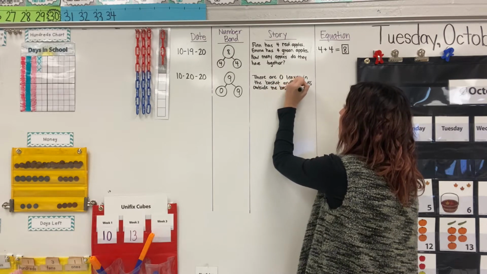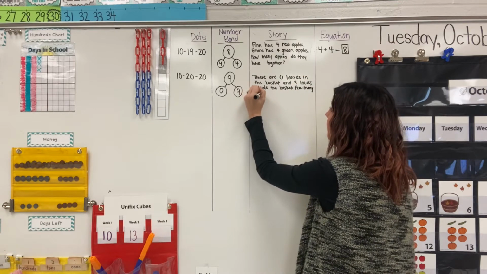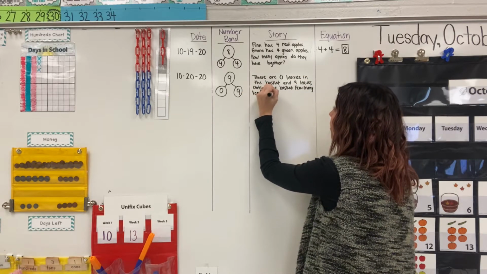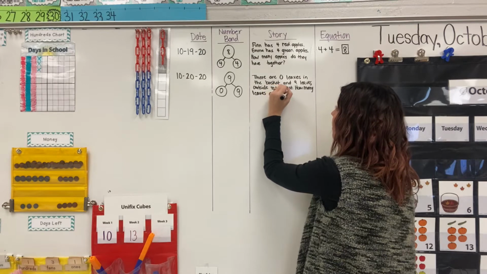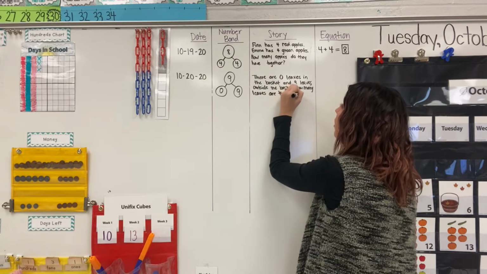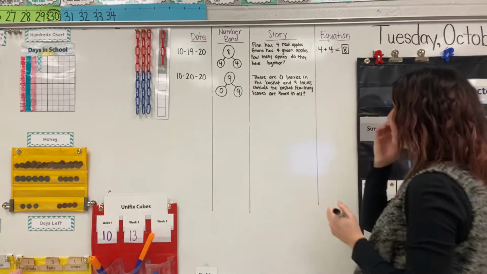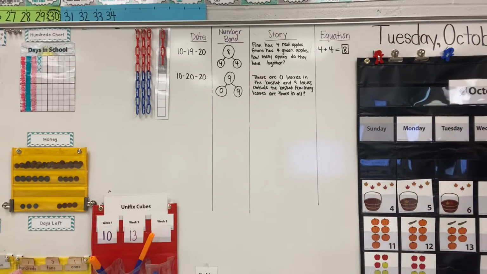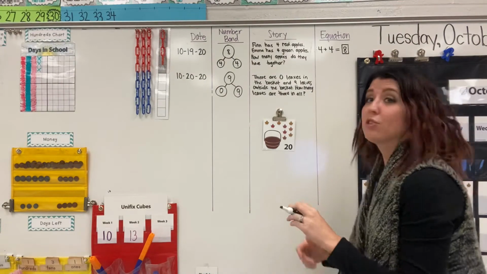How many leaves are there in all? There are 0 leaves in the basket and 9 leaves outside the basket. How many leaves are there in all?